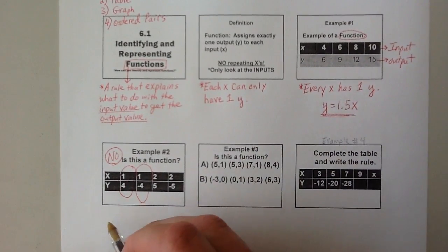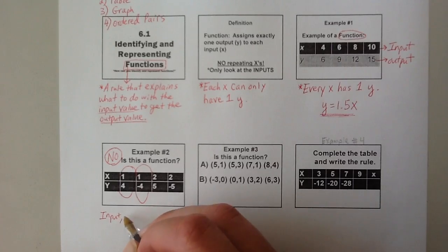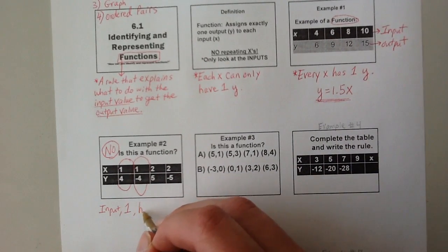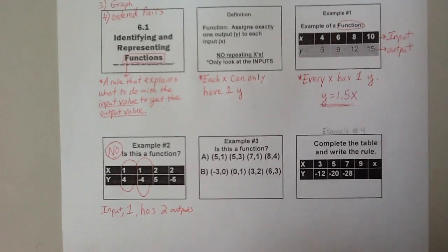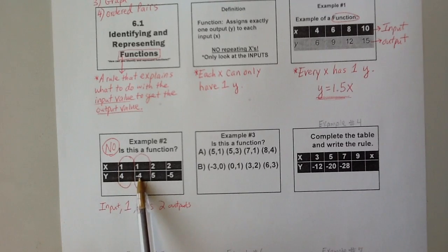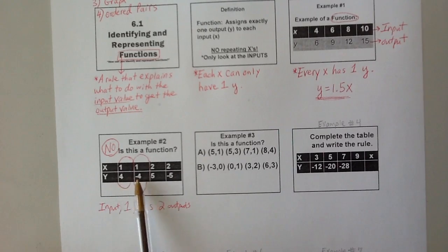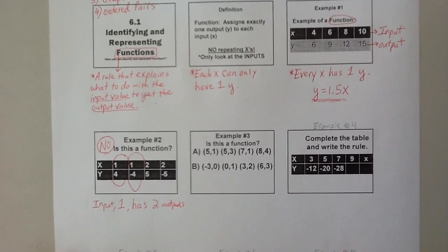It's not a function. Write this down. The input 1 has 2 outputs. It has 2 y values. The x value 1 can't be 4 and negative 4, right? That x value 1 can only have one output if it's a function, but because it has 2 outputs, it has 2 y values, that makes it not a function.